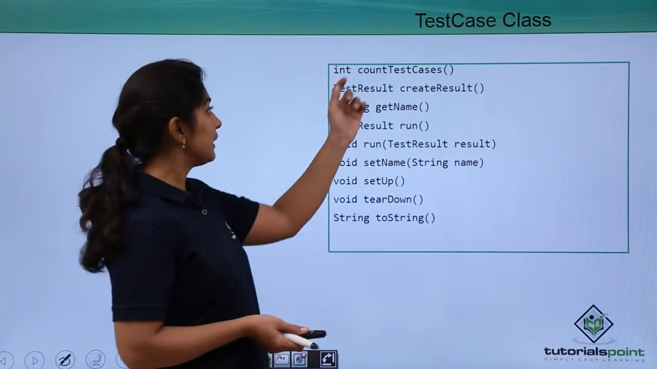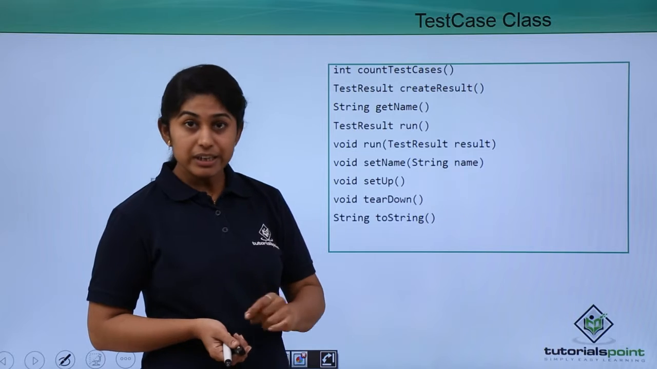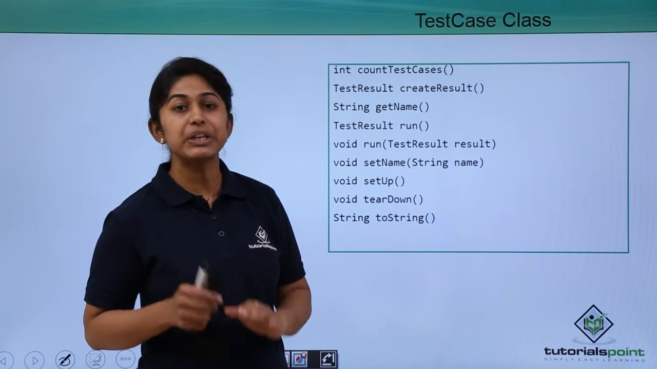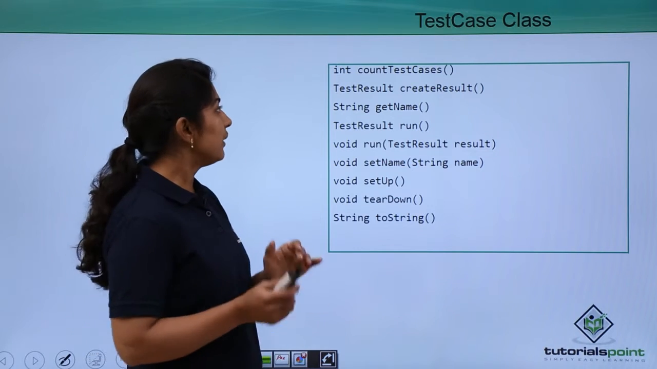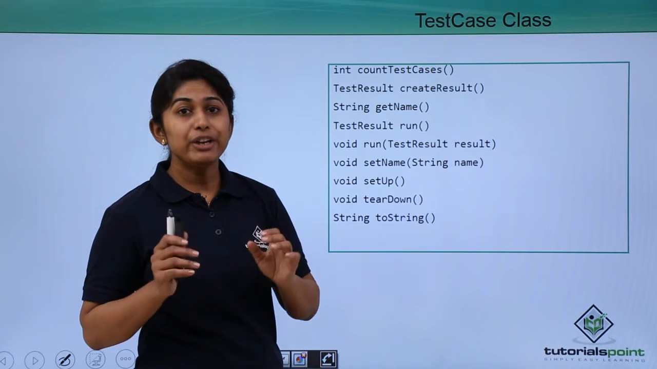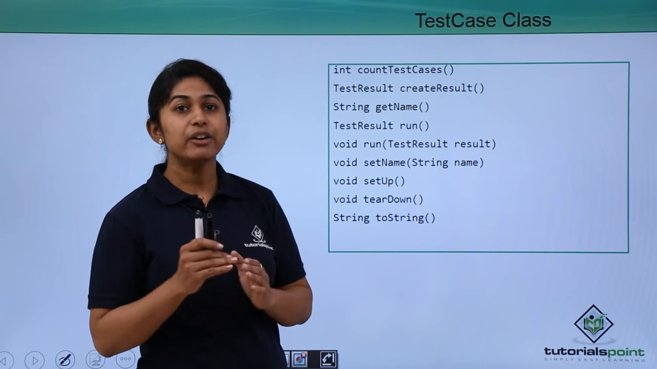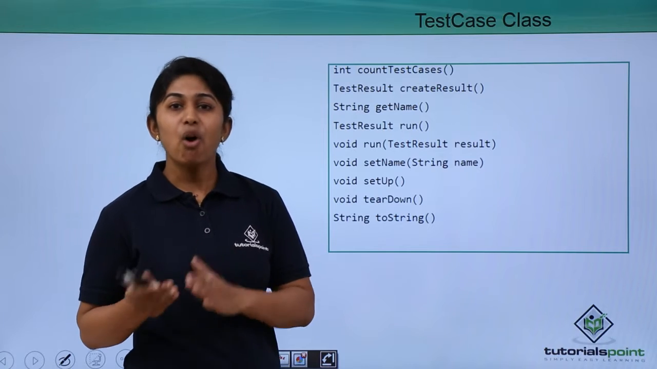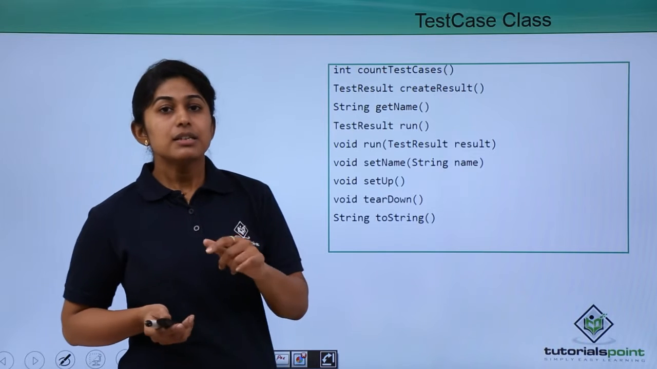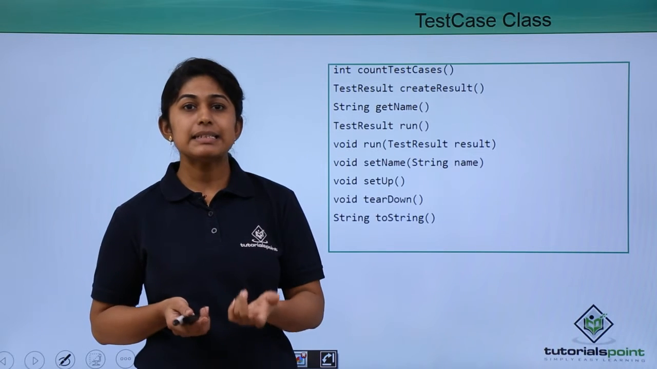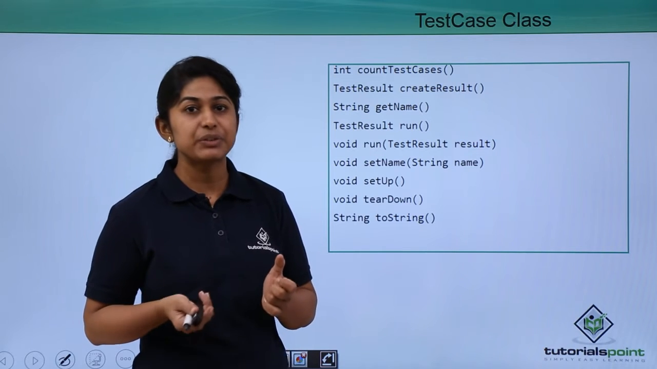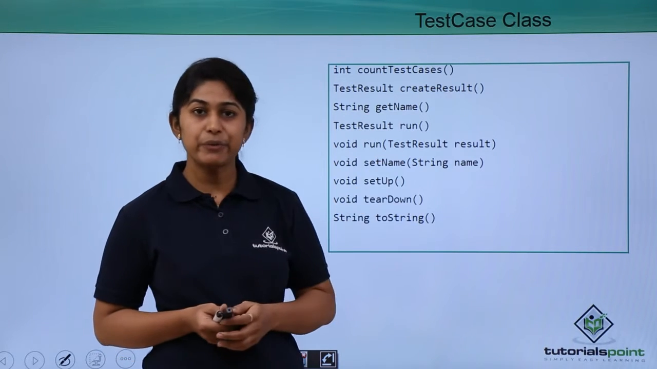The very first method is countTestCases. It returns one integer value of how many test cases have been executed in your test suite. Now, the next method is the createResult method. In this method, you can provide your result and you can write code to create your result or log result. Now, the next method is the getName method. Suppose you are running any test case and you want to get the name of the test case you are running or executing. For that, the getName method will be used.